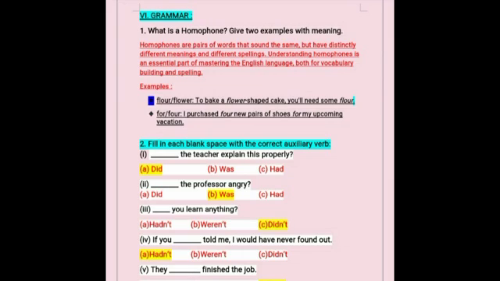Second one will be auxiliary verbs, which means helping verbs. Here you have to fill in the blank with the correct auxiliary verb. First one, does the teacher explain this properly? What will you use? Very good. Did the teacher explain this properly? Second one, does the professor angry? Yes, was the professor angry? Third one, does you learn anything? Didn't you learn anything? Next, if you dash told me, I would have never found out. Hadn't. If you hadn't told me, I would have never found out. Next one, they dash finished the job. They have finished the job.